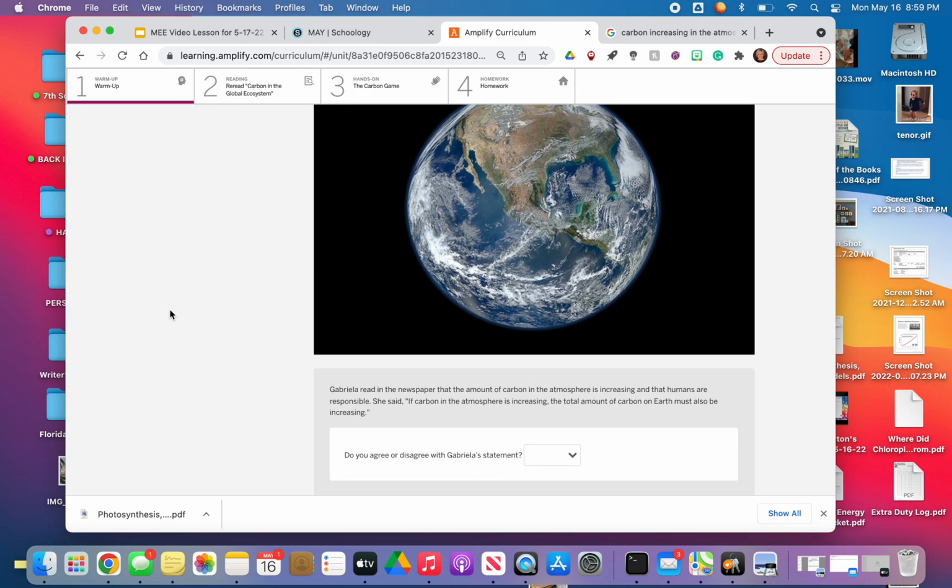It says, Gabriella read in the newspaper that the amount of carbon in the atmosphere is increasing and that humans are responsible. And she said, if carbon in the atmosphere is increasing, the total amount of carbon on Earth must also be increasing. So think about this. We've got abiotic, which is in the atmosphere, the air, and then we've got biotic, or the total amount on Earth. What do you think about that?